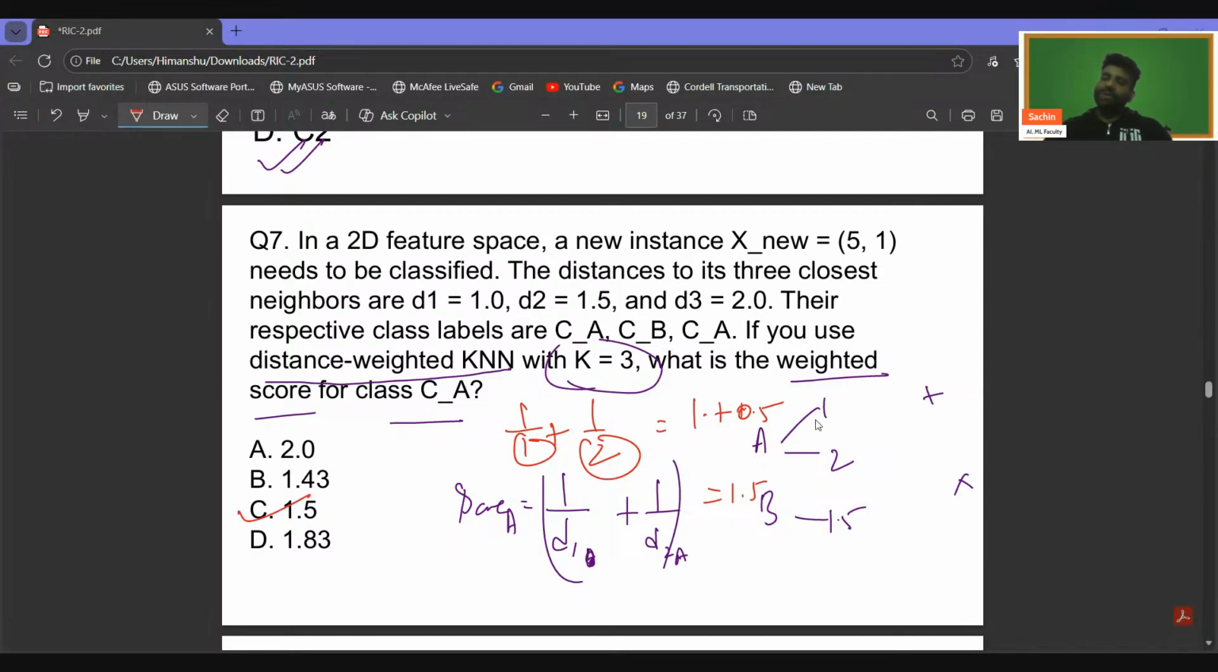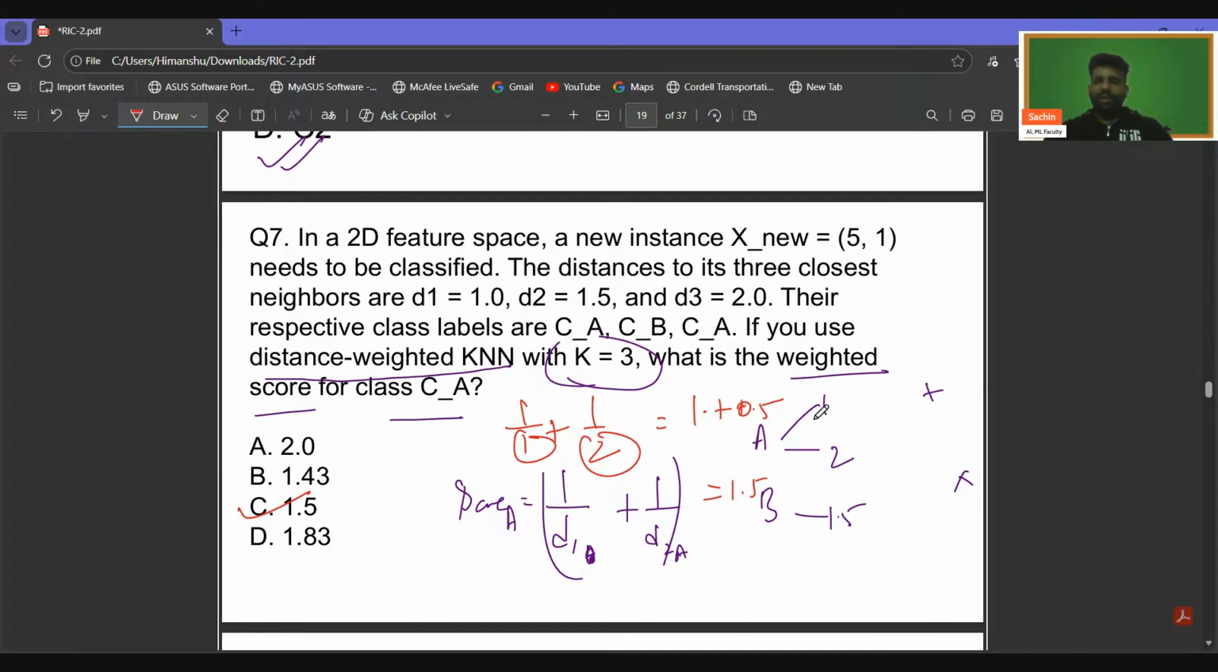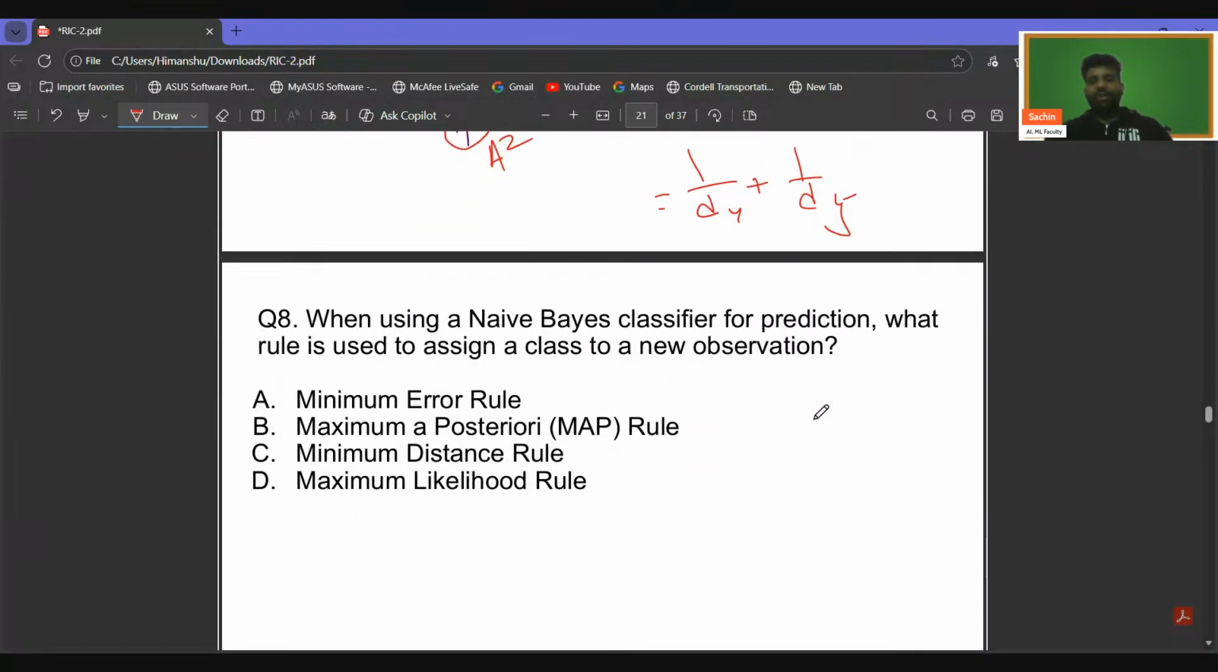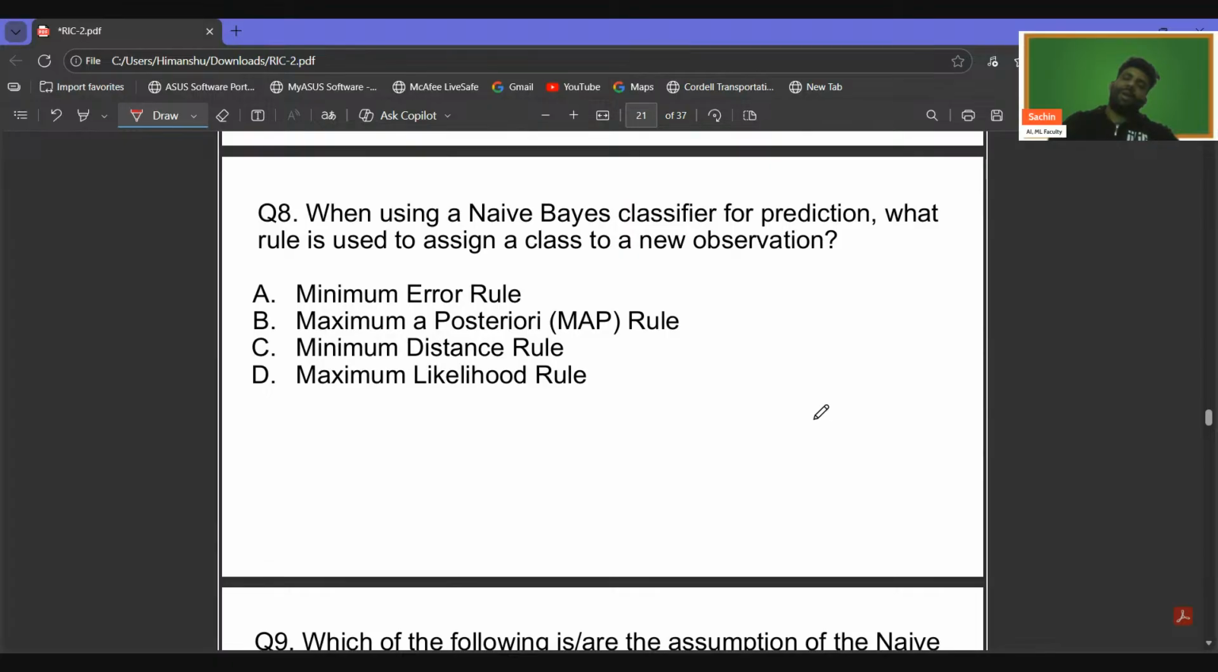Okay, interesting questions on KNN. So now we'll be changing gears. We'll be talking about the next algorithm, the next model we have in line, which is naive Bayes. Now we'll be having some set of problems from naive Bayes. Now it's very simple. You remember what was naive Bayes? We have a cheat sheet already. When using naive Bayes classifier for prediction, what rule is used to assign a class to a new observation? Can you recall? Can you think of it? What is the rule we use for the naive Bayes? It's simple, very simple.